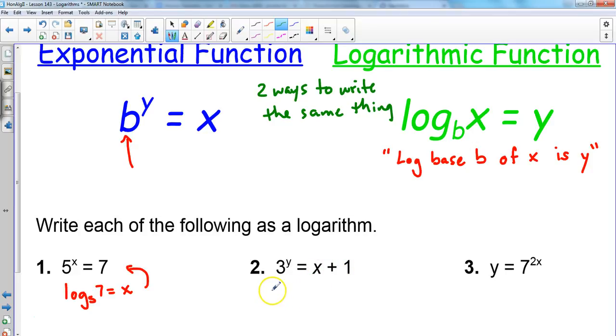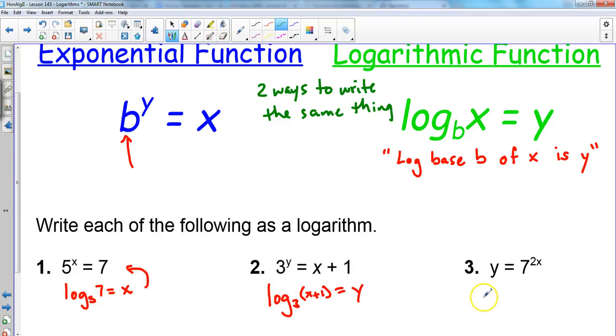Same thing over here. We're going to write this in logarithmic form. So I have log, and 3 is the thing being raised to the power. x plus 1 goes inside the log. So we have log base 3 of (x plus 1). And it's important that we use our parentheses so we understand what's inside the logarithm and what's not. And that's equal to whatever the exponent is. And here the exponent is y.